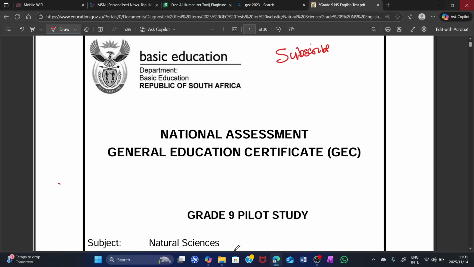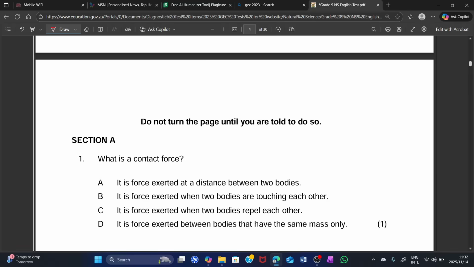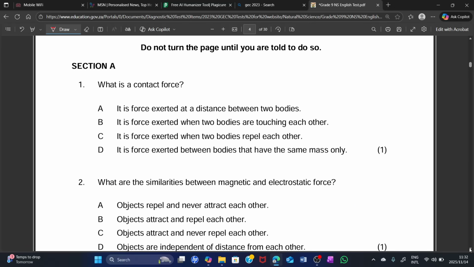Now let's start with our first question. That is natural sciences, grade 9 question paper. Let's look at this one. What is the first question? I'm going to take you to section A.